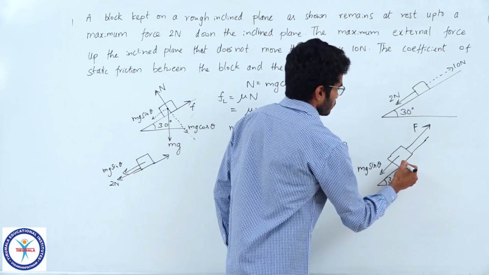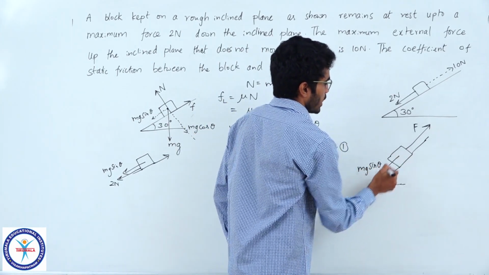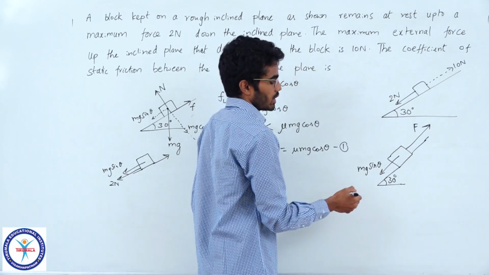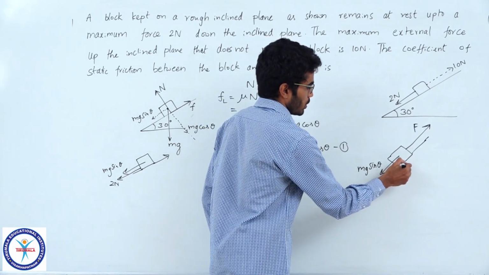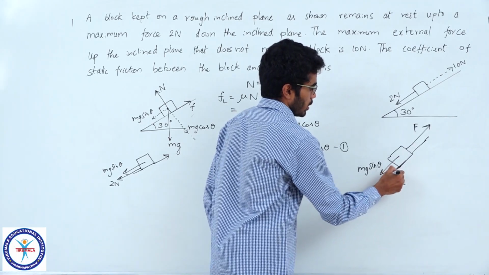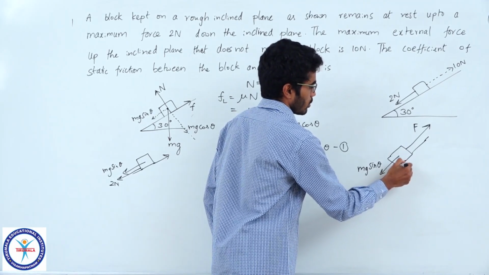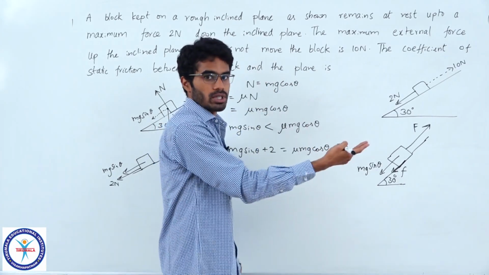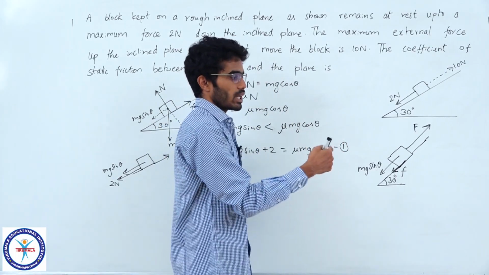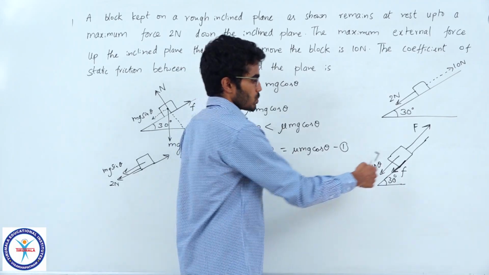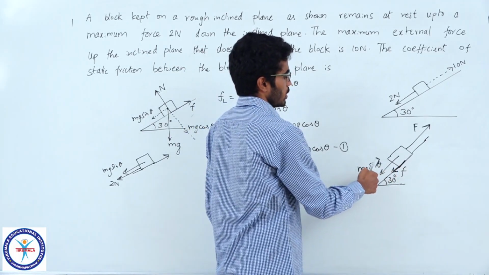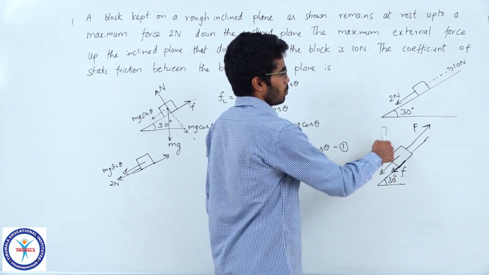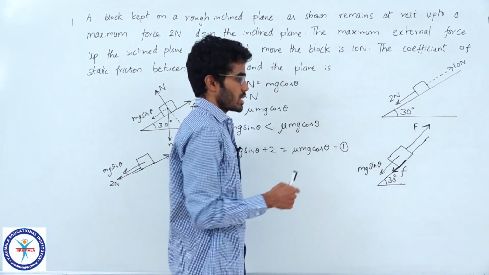So, let us complete this figure by adding friction to this. How does the friction act in this particular case? The friction acting will be down the plane, because now the block is about to slip upwards. So, the friction tries to oppose that. So, friction acting will be downwards. Friction and mg sin theta are opposite to the force which is applied here.